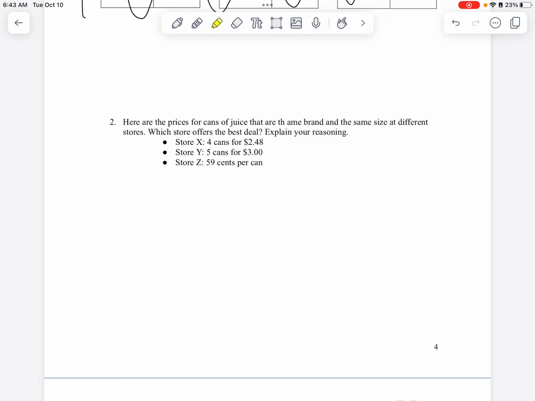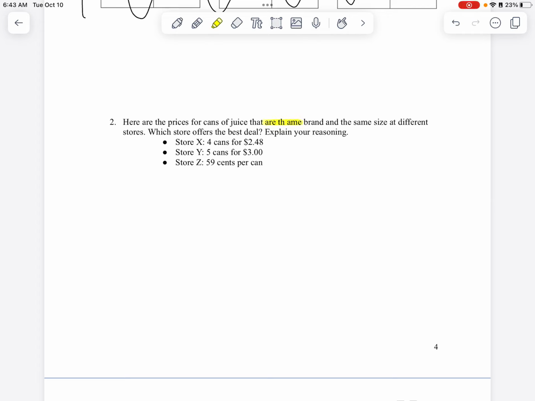And in question 2 and 3, you're doing more unit rate / unit price problems. So in question 2, here are the prices for cans of juice that are the same brand and the same size at different stores. Which store offers the best deal? So just like Monday, best deal can be interpreted as the cheapest price.